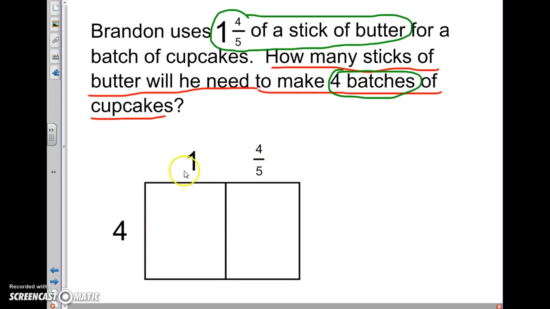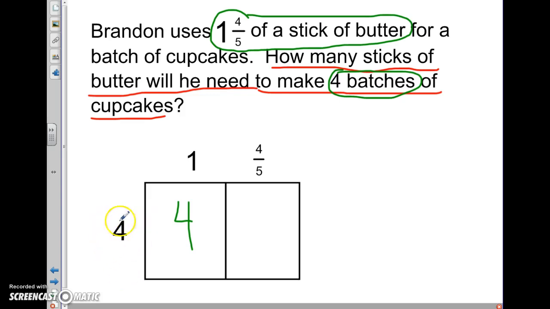So we're doing 4 times 1 4/5. We're breaking up this mixed number of 1 4/5 into the whole number, 1, and the fraction part of that mixed number, which is 4/5. So all we need to do is multiply each one of these parts. So 4 times 1, that one's an easy one, is going to give us 4, right? And then 4 times 4/5, so 4 groups of the 4/5.